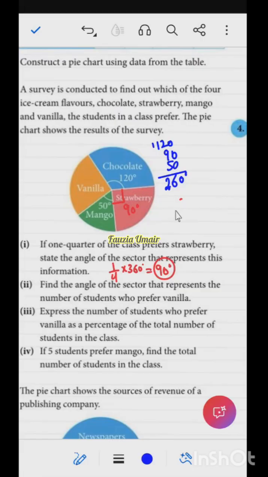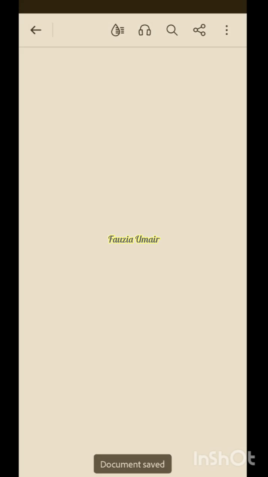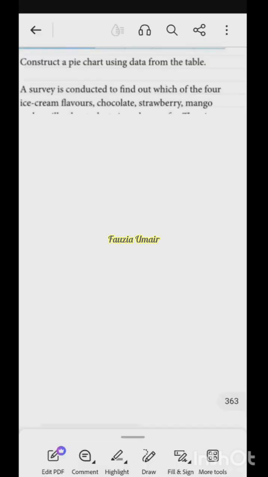260 degree. So Ma'am, we will subtract from 360. So we will say 360 minus 260. So how many? What is the angle of vanilla? It is 100 degree. So they are asking find the angle. So this is how you are going to find out. You will add all the other angles and subtract it from 360 degree. ठीक है बेटे? Yes, ma'am.